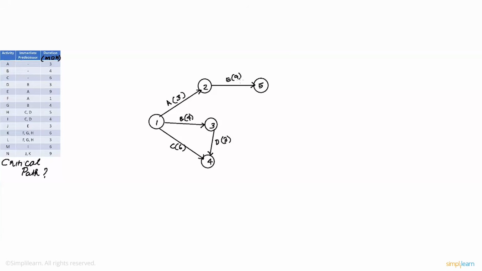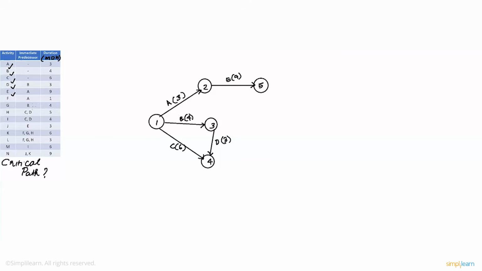F is preceded by A. But at the same time, let's have a look at where F is used. F is also an immediate predecessor of K, which is a combination of F, G, H. So let's come back to F in a bit. Let's go to G. So as of now, we've completed A, B, C, D, and E. Let's skip F for now and go to G.